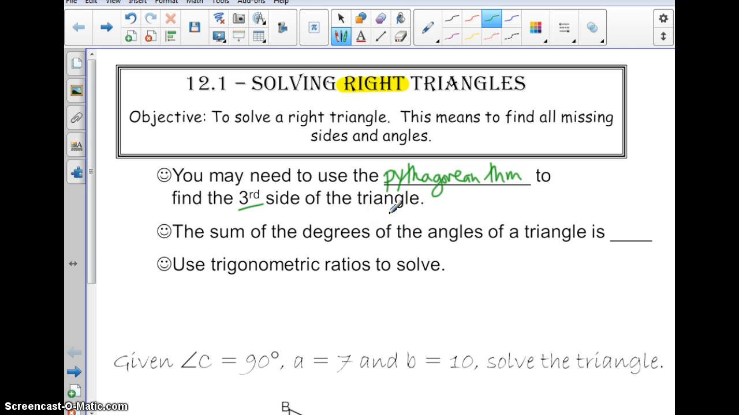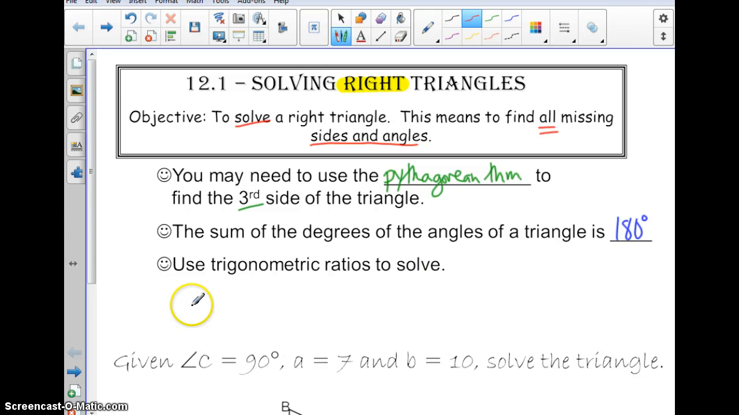Okay. Second, we can use the theorem that we know says the sum of the degrees of the angles of a triangle is 180 degrees. So if I know two angles, I can subtract to find the third one. Okay. We also know that we can use our trig ratios to solve for the missing parts. Notice, let me go back to the objective here, that we're looking to solve a triangle, which means to find all of the missing sides and angles, anything we don't already have. So if I need to solve for parts that I can't use the Pythagorean theorem or the angle sum theorem to find, I may need to use my trig ratios instead.